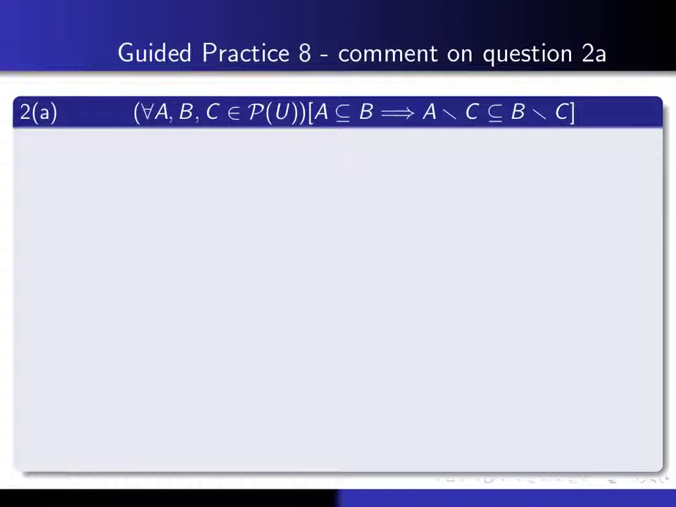In this lecture, I'd like to make a few comments about question 2a in your guided practice 8. So this was the question. For all A, B, C subsets of U, if A is a subset of B, then A minus C is a subset of B minus C.